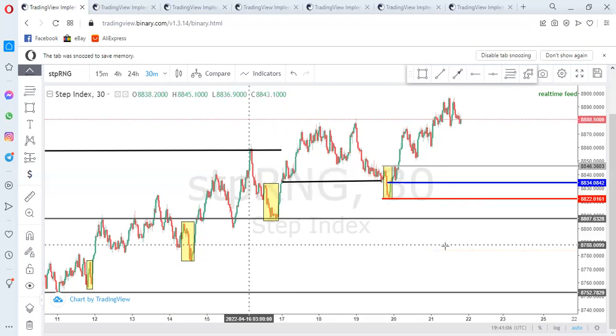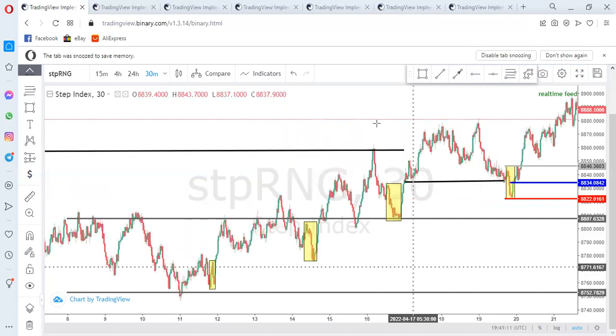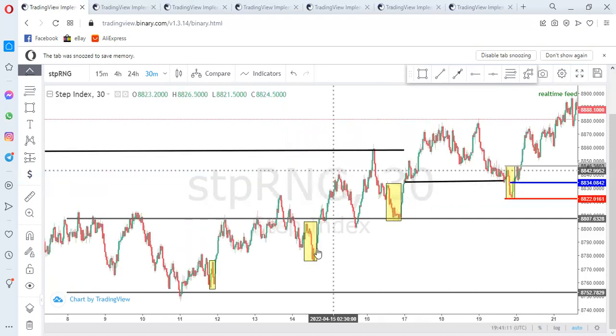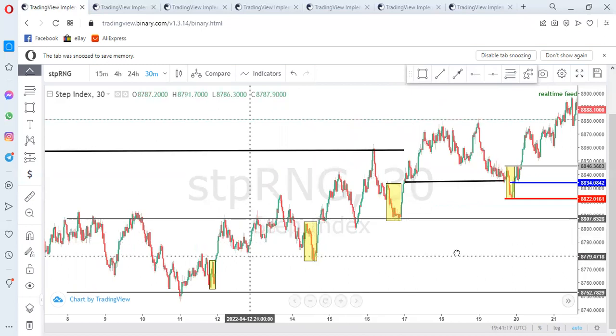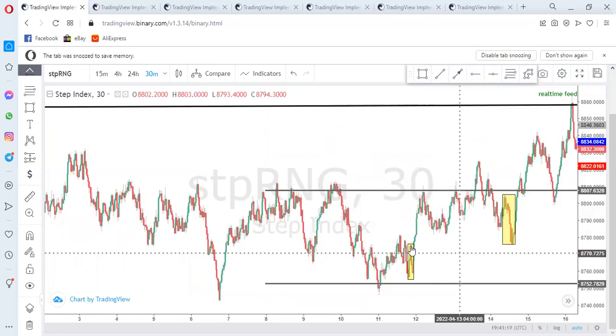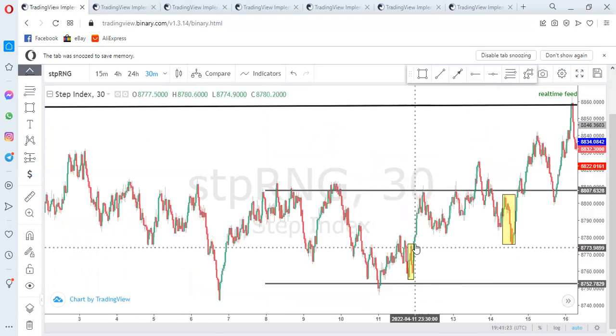Let me begin to scroll to the left-hand side so that you begin to see more. It's breaking structure, then coming back to respect the institutional candle below. Look at what happened there as well. It broke structure to the upside, came back to respect this institutional candle. It came back to respect this institutional candle.